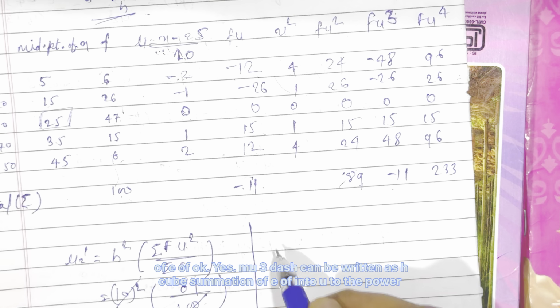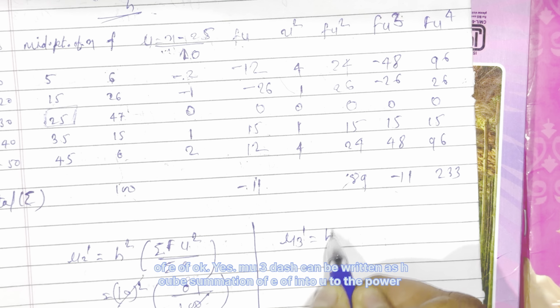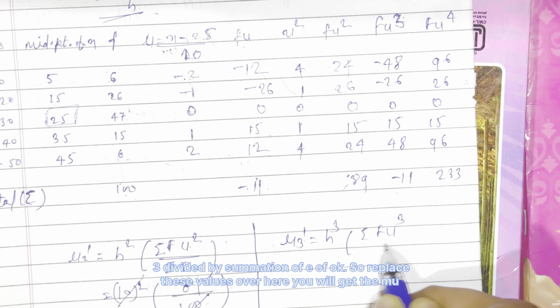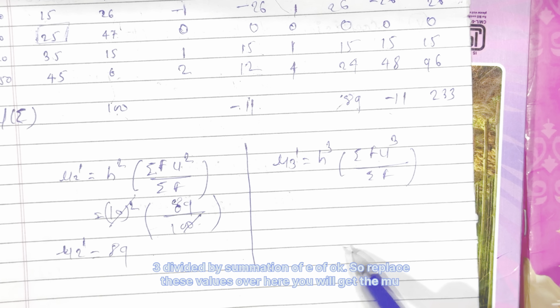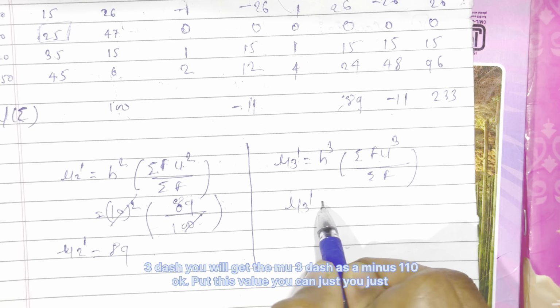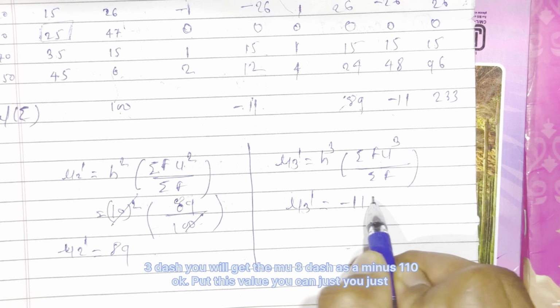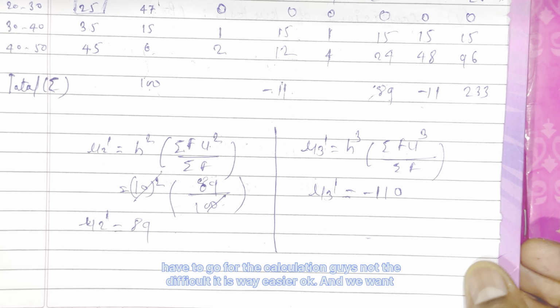Yes, mu3 dash can be written as h cube summation of f into u to the power 3 divided by summation of f. So replace these values over here, and you will get mu3 dash as minus 110. Just put this value in, you just have to go for the calculation guys, it is not difficult, it is way easier.